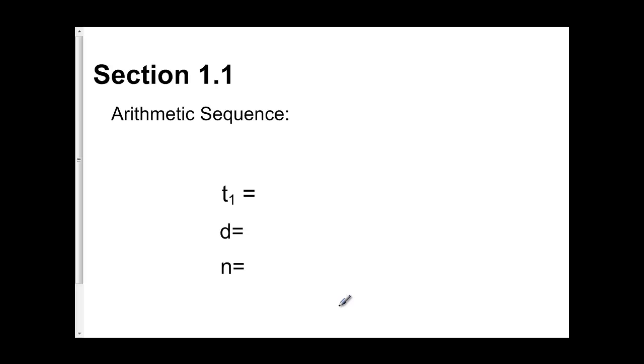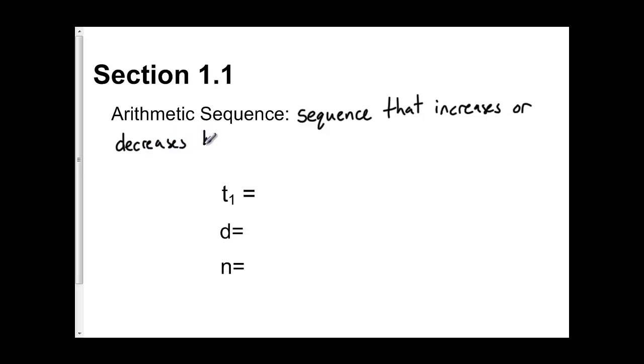An arithmetic sequence is a sequence of numbers that goes up by the same amount every time. So it's a sequence that increases or decreases by a common amount.